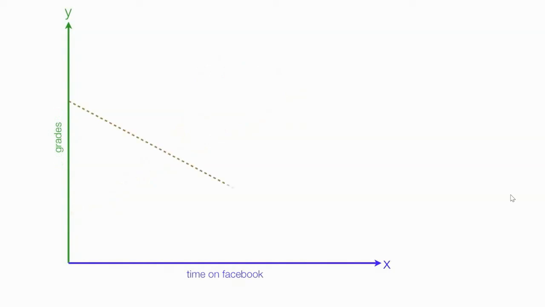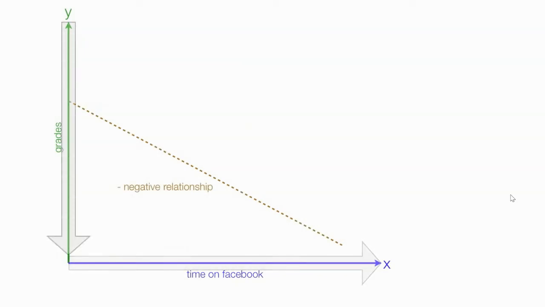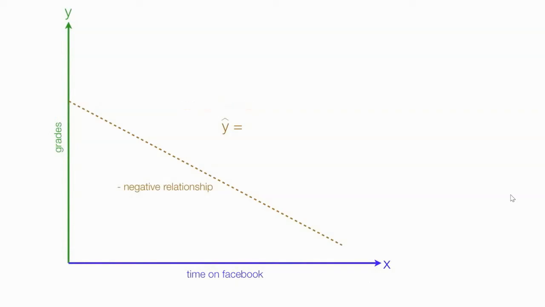Now, if I change the x-axis to time on Facebook, we see a negative relationship. More time on Facebook, grades will suffer and go down. A negative relationship. What we're estimating is still grades. Estimated grades is equal to b naught minus b1 times x, where x is time on Facebook. B naught is still the y-intercept. And it is a calculated value. The slope of the line is negative b1 because it's downward sloping, negative relationship. And as I said before, I'll show you how to calculate this equation in the next video.